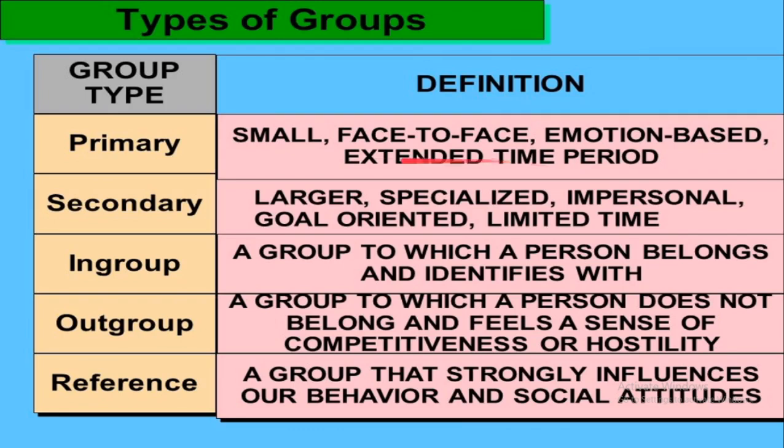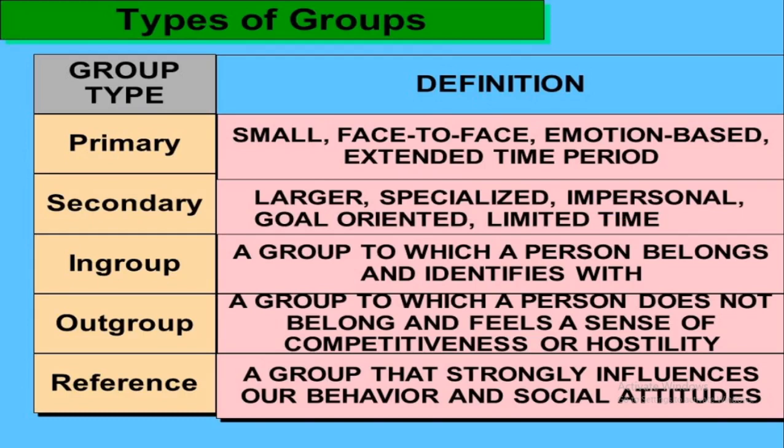This group is very small in nature. Now the secondary group can be a larger group, meaning a large number of members can be part of this group. Now specialized, all are specialized in that particular matter, and impersonal, not personal. In a primary group there is a personal relationship, but in a secondary group it is mostly professional. And goal oriented, once the goal is over then the secondary group no longer exists. So it is goal oriented and exists for a limited time period. So this is called a secondary group.